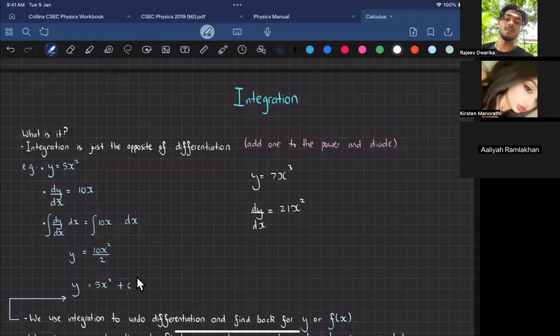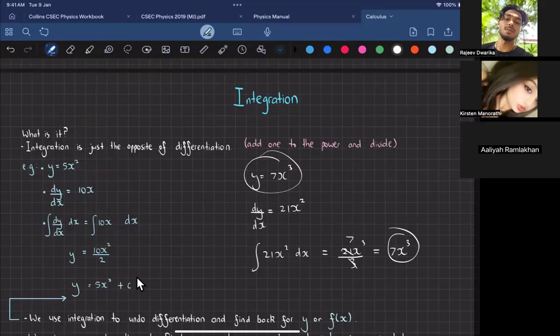So what would be the opposite of that? In differentiation, you multiply and then you minus. What would be the opposite of multiply and then minus? You divide and add. Right. So in integration, I would write it like this, integral of 21x squared dx. The first step here was to multiply, and then minus. What we're going to do is add and then divide. So I would add 1 to the power and then divide.